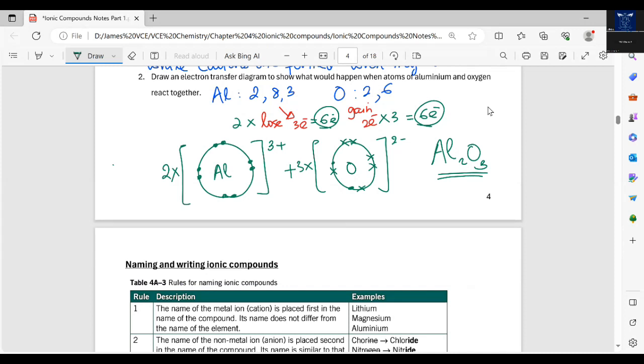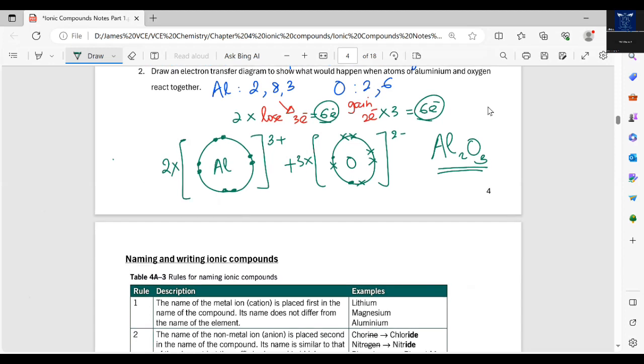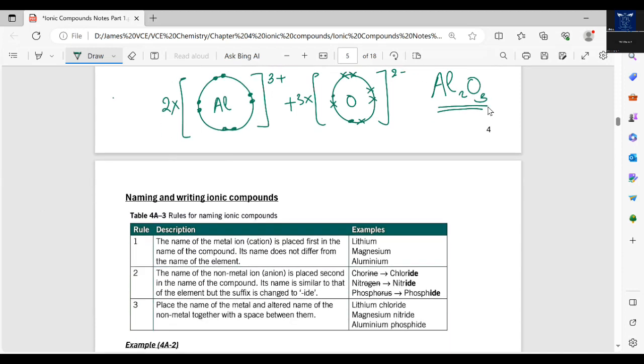Okay, naming and writing ionic compounds. Of course, there are certain rules for naming ionic compounds. The name of the metal ion is placed first in the name of the compound, and its name will not differ. The name of the non-metal will be placed second in the compound, and the suffix changes to -ide. So oxygen becomes oxide, sulfur becomes sulfide, chlorine becomes chloride, nitrogen becomes nitride, phosphorus becomes phosphide. So you will have something like lithium chloride, magnesium nitride, aluminum phosphide. So you just have to understand that you remove the last portion and then just add -ide back. That's how you're going to name.